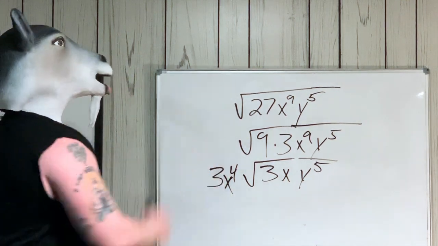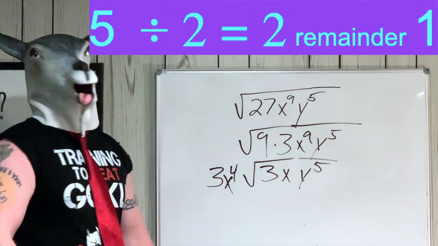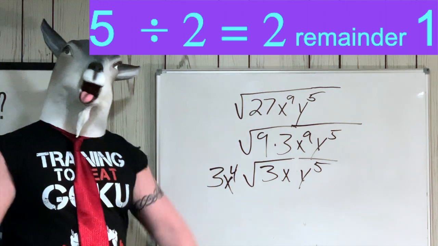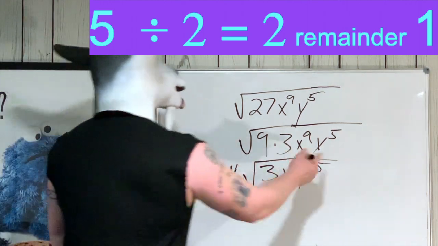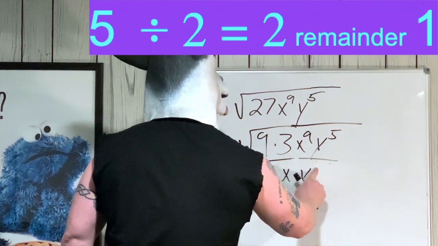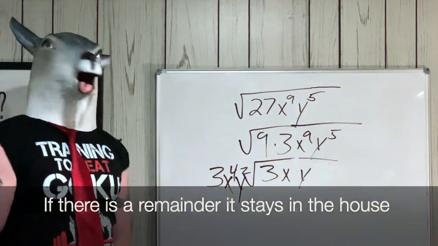Now let's look at the y. 5 divided by 2 is 2 with a remainder of 1, right? 2 times 2 is 4, and you got a remainder of 1. Pull out the 2, and the remainder of 1 stays in there. That's your final answer. That's it, you're done.